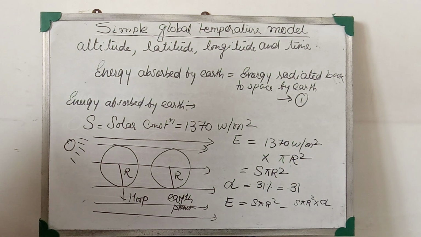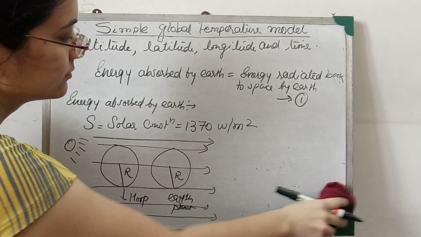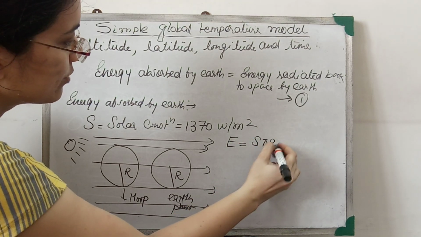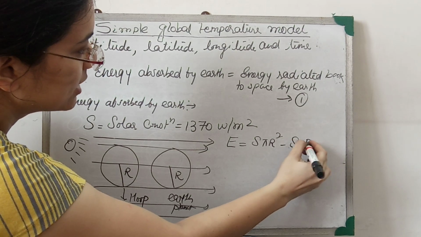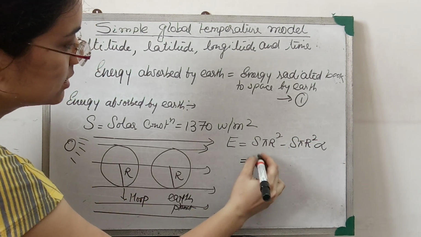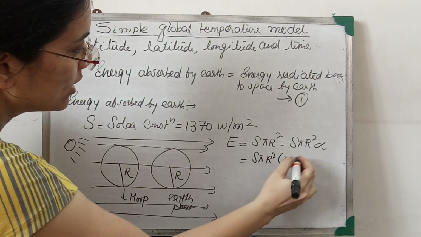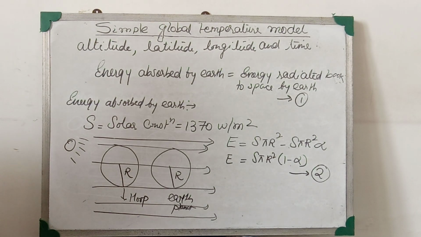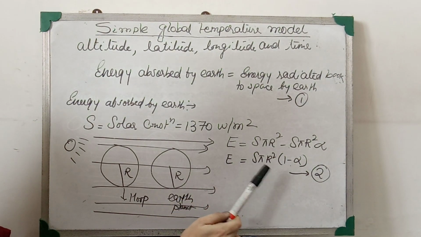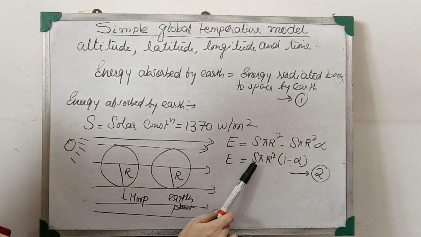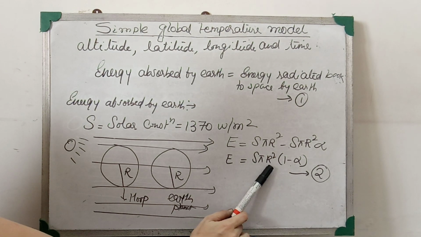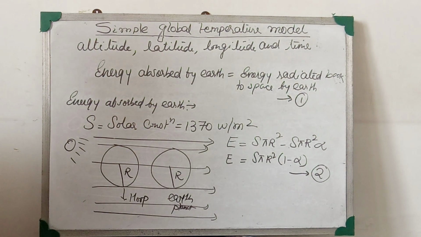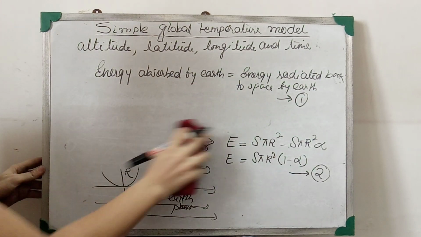So we can write here, S pi r square is actually the total energy, I am repeating again, minus S pi r square into alpha. So we can write S pi r square, 1 minus alpha. So it is equation number 2. Okay, so the total energy absorbed by the Earth planet is capital S, that is the solar constant, pi, r is the radius of circular hoop, 1 minus alpha, where alpha is albedo.